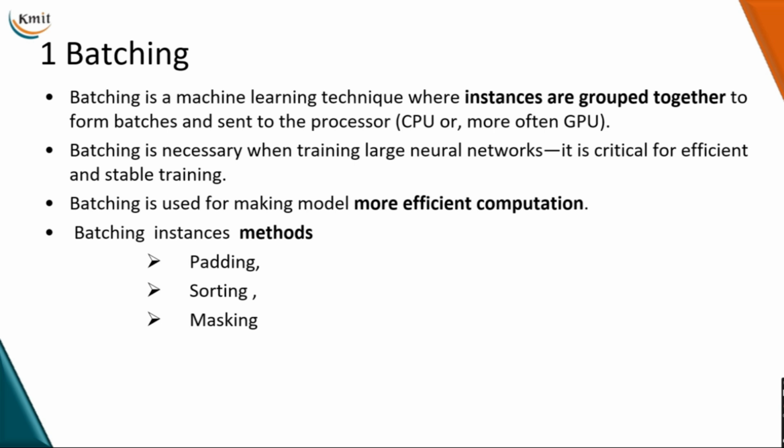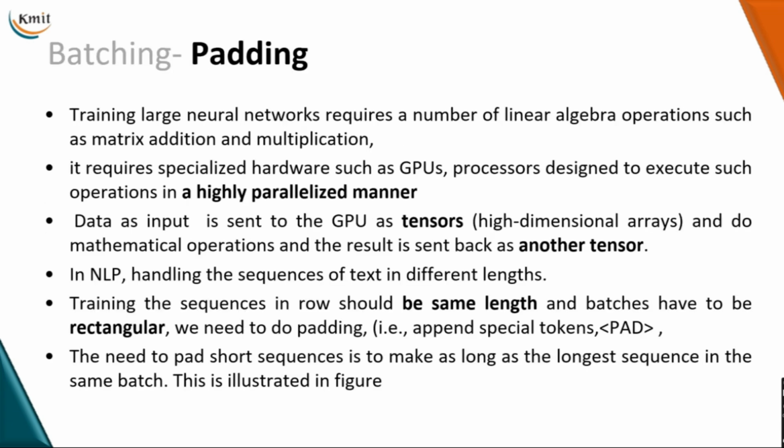Batching is almost necessary when training large neural networks, that is the LLMs. It is critical for efficient and stable training, basically, right? So today in this session we will dive into some more techniques and considerations related to batching. Now, there are three important batching instance methods. The first one is called padding, the second one is called sorting, and the third one is called masking.